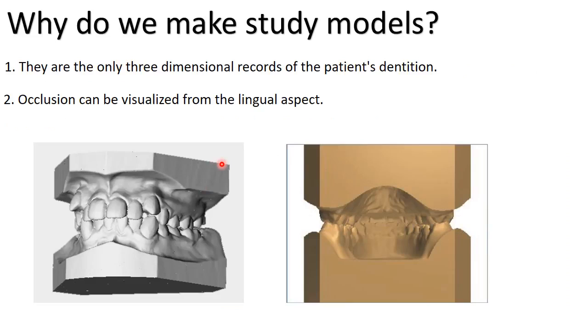So why do we make study models? First, they are the only three-dimensional record of the patient's dentition. When you take a study model, you can see the teeth in three dimensions. And occlusion can be visualized from the lingual aspect. Lingually, or palatally, you can see the occlusion, which normally cannot be seen intraorally. So this is an advantage.